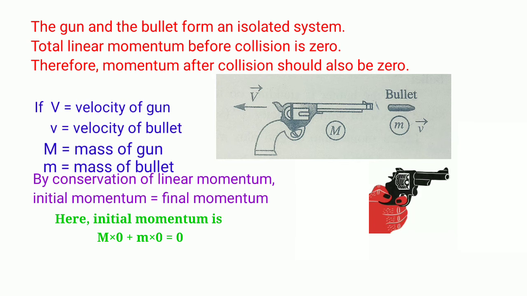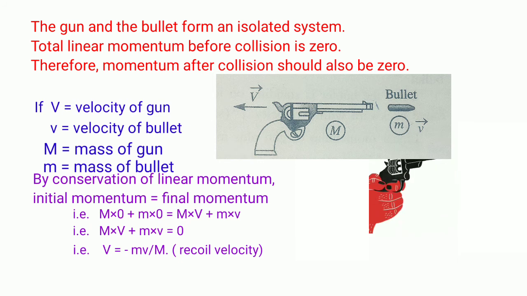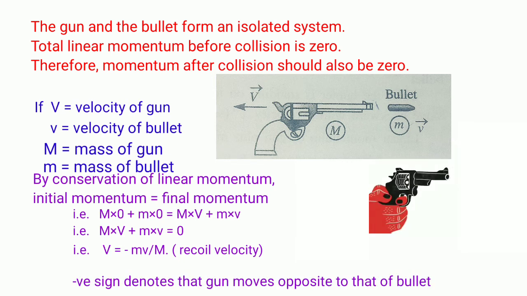By conservation of linear momentum, we know that the initial momentum and the final momentum should have a constant value. So in this case, the initial momentum is already zero. This means that the final momentum should also be zero. So in this case, we have capital M times capital V plus small m times small v equals 0. This implies that capital V equals minus m times small v, whole divided by capital M, which is the expression of the recoil velocity. That means capital V represents the recoil velocity of the gun. And here, the negative sign denotes that the gun and the bullet are moving in opposite directions.